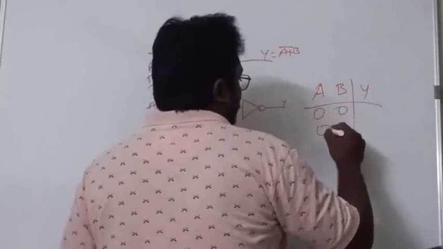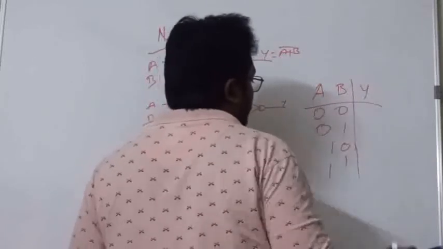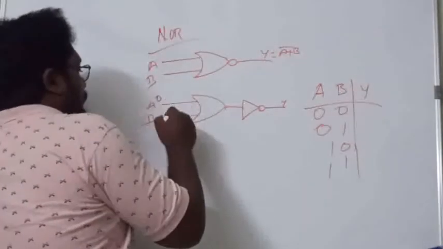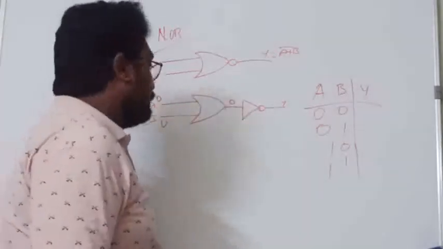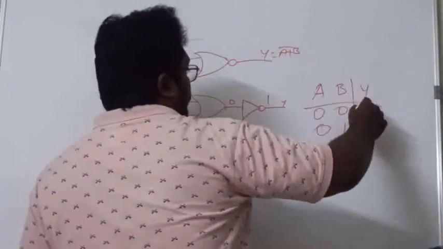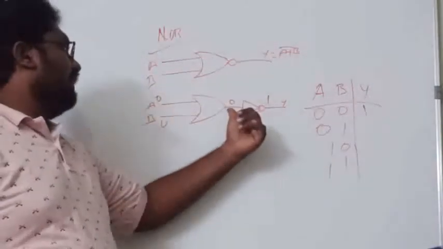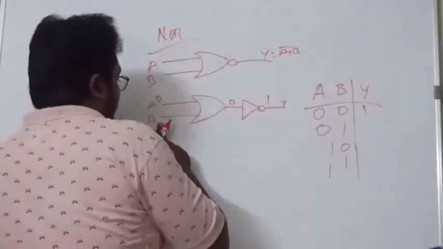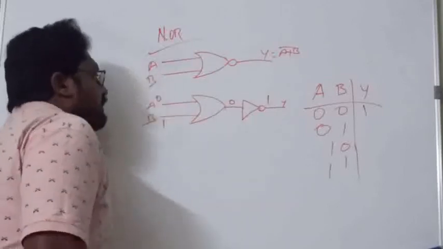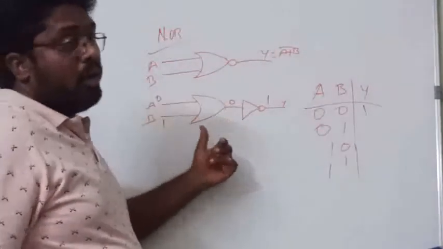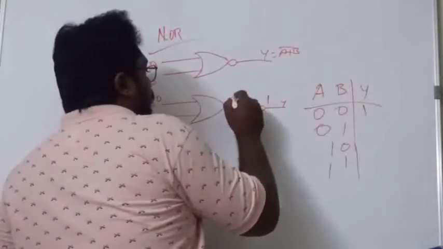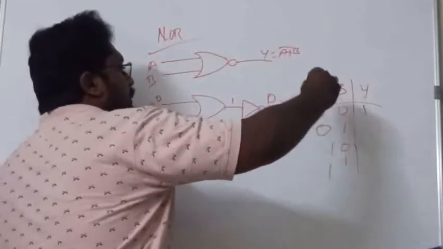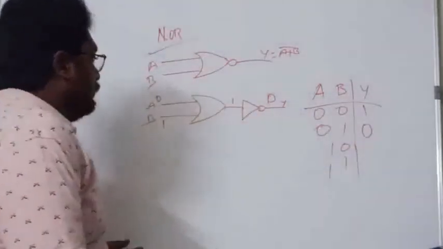0 0, 0 1, 1 0, 1 1. If I have the inputs 0, 0, the output for the OR gate is 0. If the input to the NOT gate is 0, the output will be 1. In the second case, if A = 0 and B = 1, the output for the OR gate is 1. If I have input 1 to the NOT gate, the output will become 0. So Y = 0.